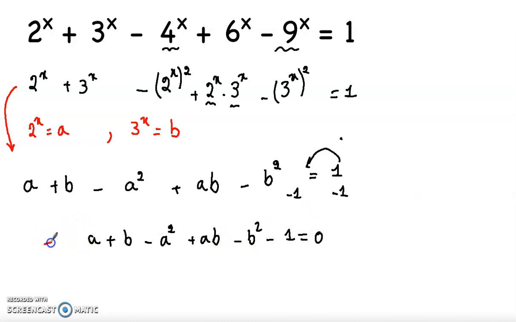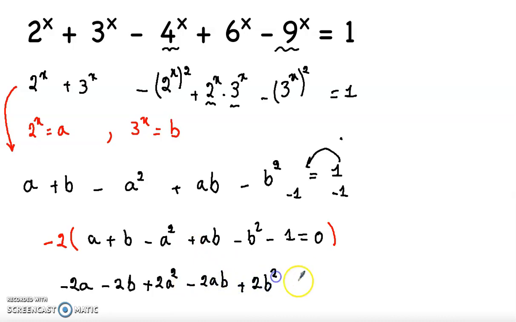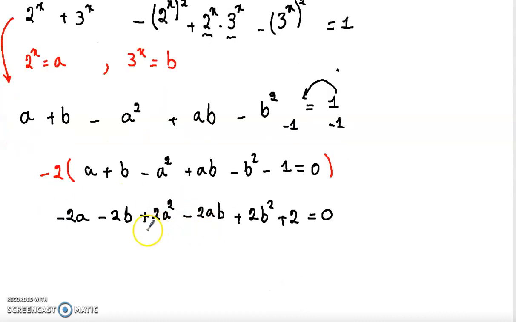Now multiply this equation by minus 2. So we will get minus 2a minus 2b plus 2a squared minus 2ab plus 2b squared plus 2 equal to 0. And now we will decompose 2a squared to a squared plus a squared, 2b squared to b squared plus b squared, and plus 2 to plus 1 plus 1.